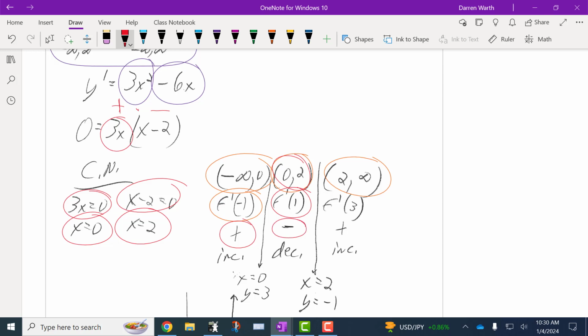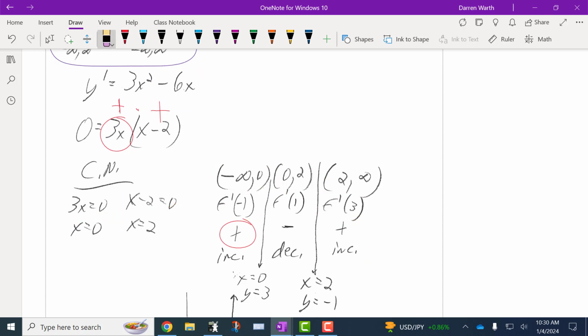Now the next one I choose is 3. Substituting into this derivative right here, I've got 3 times 3 is going to be 9, so that's positive. 3 minus 2 is going to be positive. Positive times a positive is positive. So those are my intervals right there. On this problem right here, I have to go ahead and find those values that correlate to the x values.